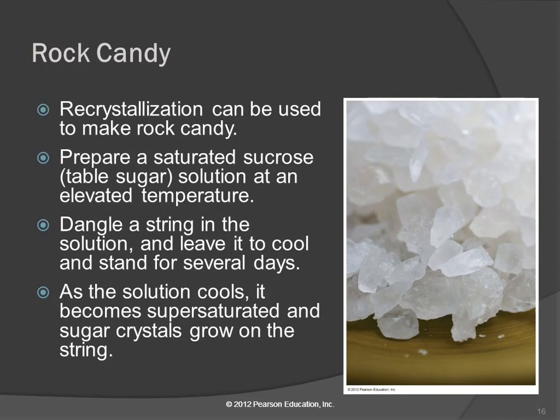This technique of recrystallization can be used to make rock candy, and that's something you could try at home. You make a saturated sucrose solution, table sugar, at high temperature. It's going to take a lot of sugar. So, small pot of water, and you heat it up, maybe close to boiling, and you add sugar until no more dissolves. And then pour that into a jar and dangle a string in it and just let it sit there. And what will happen is you'll get beautiful big crystals of sugar that grow on the string. And all it is is pure sugar.